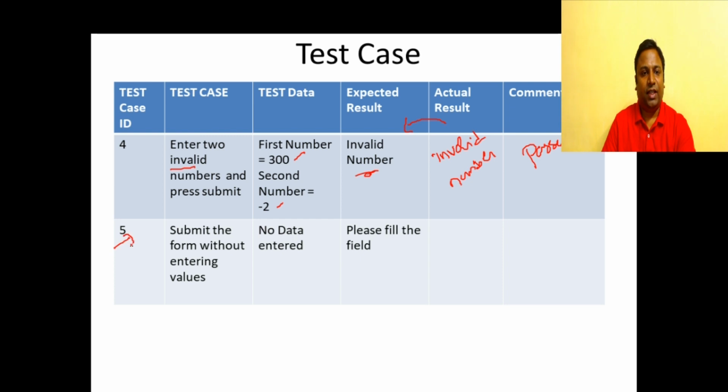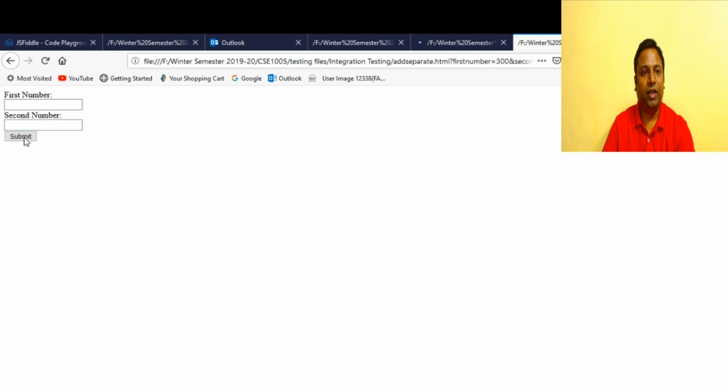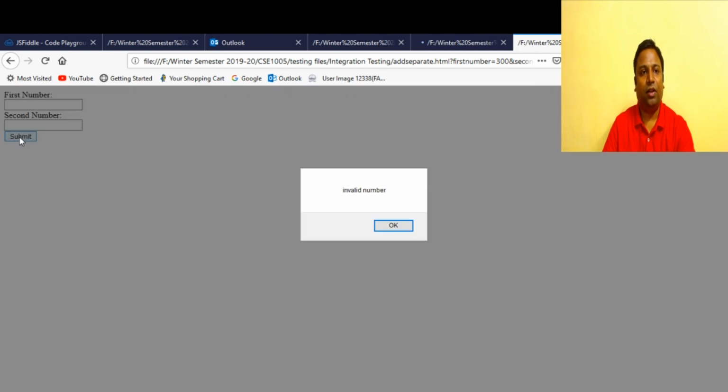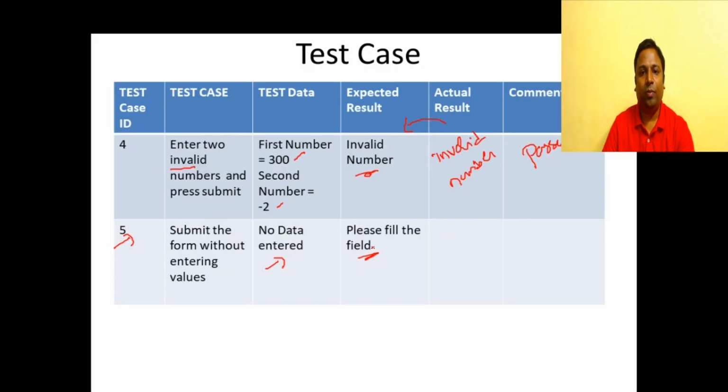And now we have a fifth test case, that is submit the form without entering any values. When no data is entered, what we have to say, please fill the field, message should be displayed. So this is one of the criteria that the user says. It's mandatory for the users to enter a number for comparison. So we'll just go and submit it without entering the actual thing. But then it says invalid number. So what is the expected output? Please fill the field. What is the actual output we are getting? Invalid number. So here the actual result is not matching the expected result. So we'll say the test case failed.